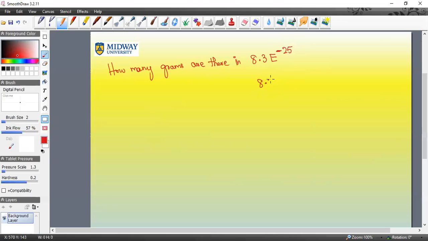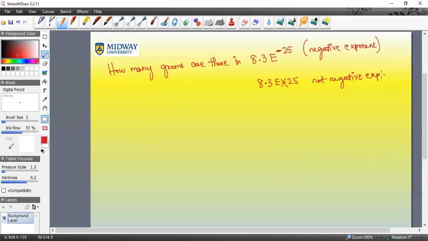Here, 8.3 e to this is not a negative. That's just a convention. Some people just don't want to put the 25 right next to the e, so they put a hyphen. But when you do have a negative, it's written as an exponent, up on top. So this is a negative exponent, and this is not a negative exponent.